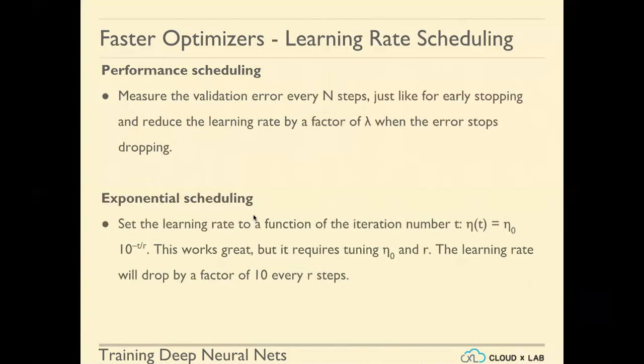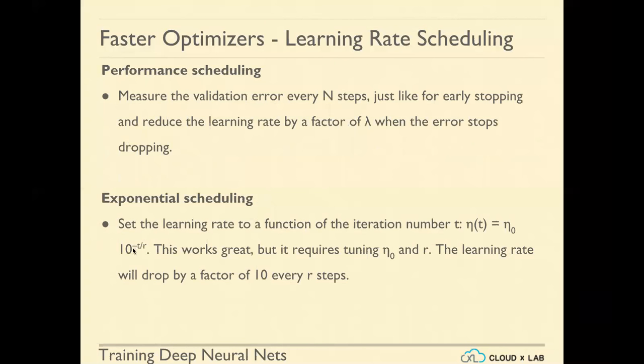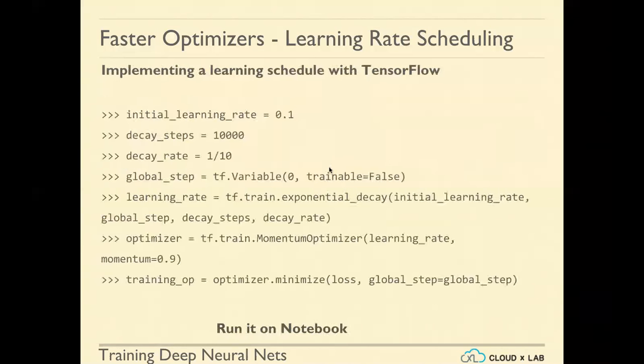Exponential scheduling decreases the eta exponentially, which is not very great. So exponential scheduling exponentially decreases the learning rate, while this one doesn't decrease it exponentially. All right. So this is what we call learning schedules, and we could create our own learning schedule in this way.